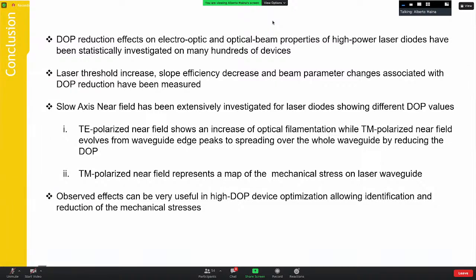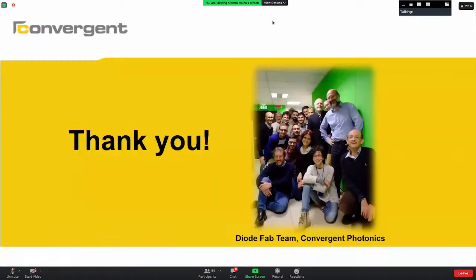TE becomes more regular, while the TM lives on the edges. And the TM polarized near field represents a map of the mechanical stress. This type of observation and the selected matrix can be very useful to optimize high DOP devices for our applications. Thank you very much for the attention. Thank you.